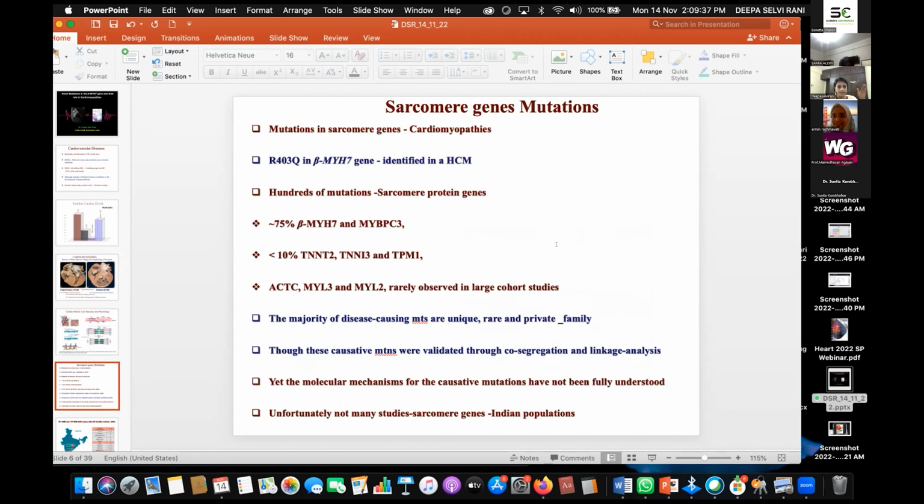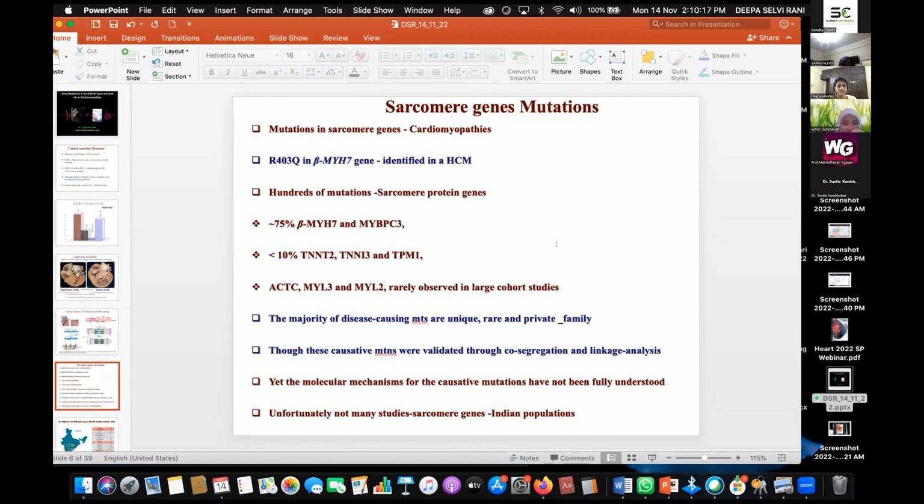Mutation in sarcomeric genes is a known cause for cardiomyopathies. The R403Q mutation in the beta-MYH7 gene was the first one identified in a sarcomeric gene in an HCM patient. After that, hundreds of mutations have been identified. Of these identified mutations, 75% are from myosin heavy chain and myosin binding protein C. Only 10% of mutations were identified in troponin T, the troponin complex and tropomyosin. But in the case of actin and myosin light chain, very rare mutations were observed, that too in a large cohort study.